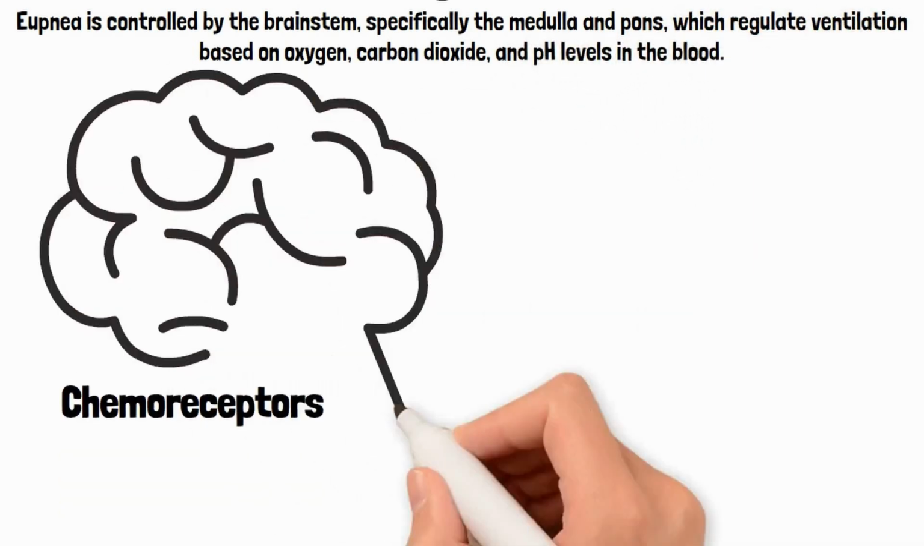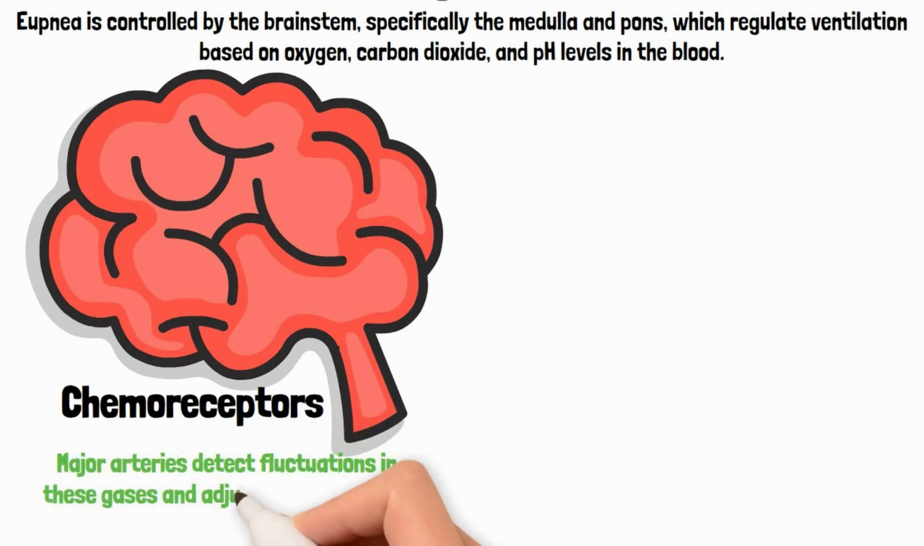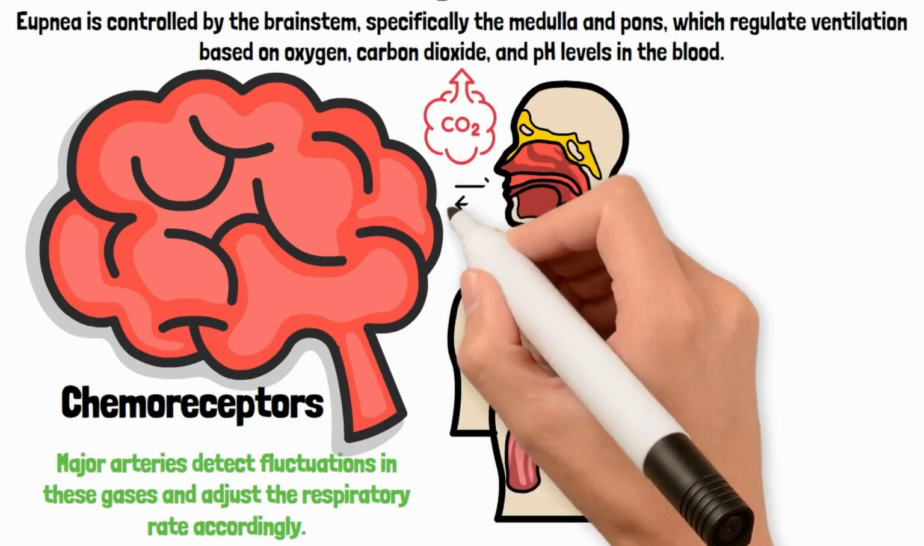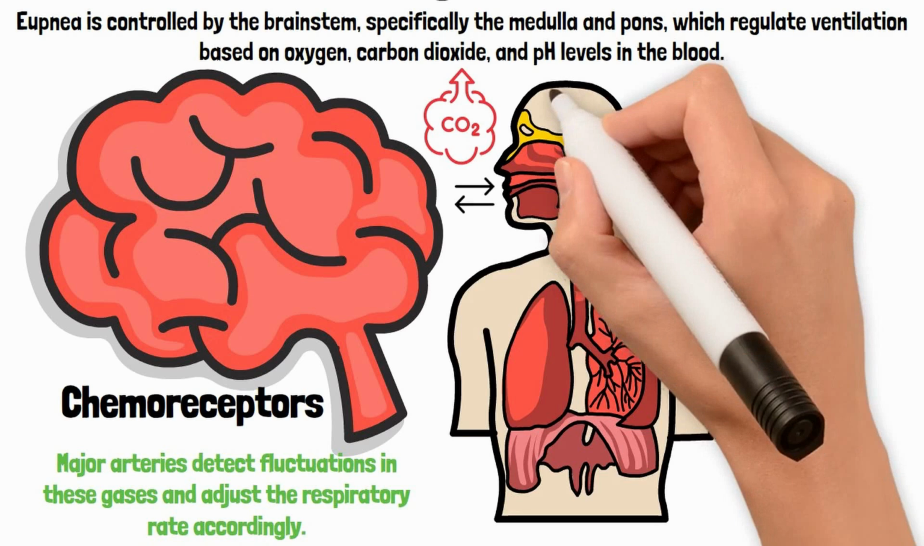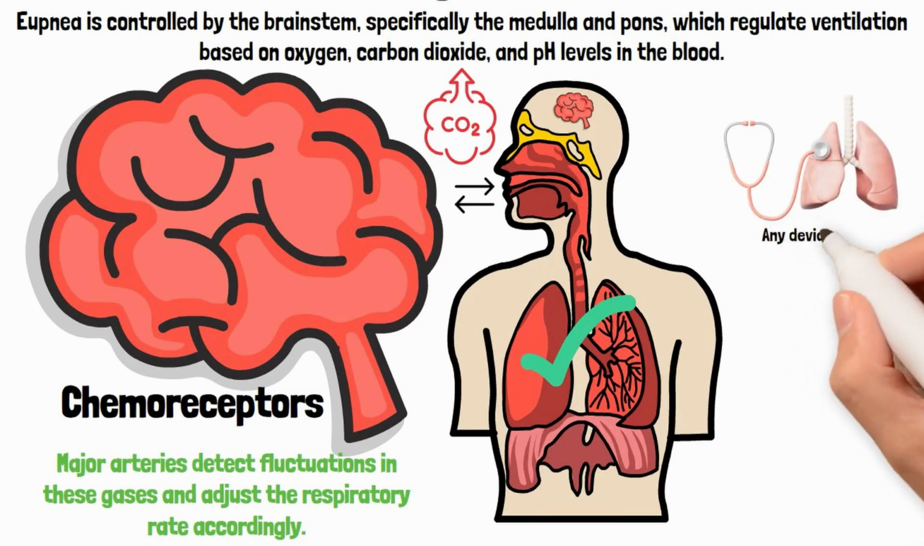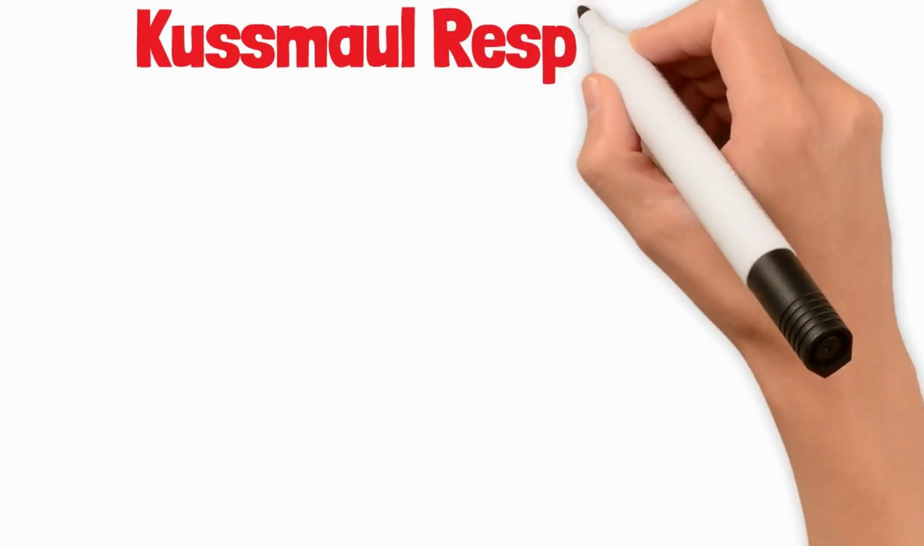Chemoreceptors, located in the brain and major arteries, detect fluctuations in these gases and adjust the respiratory rate accordingly. Generally speaking, when your body recognizes high levels of carbon dioxide, you are stimulated to take a breath. Normal breathing signifies an intact respiratory control system and adequate lung function. Any deviation from this pattern may indicate a potential problem requiring further evaluation. The next type of respiratory pattern we will discuss is called Kussmaul respirations.